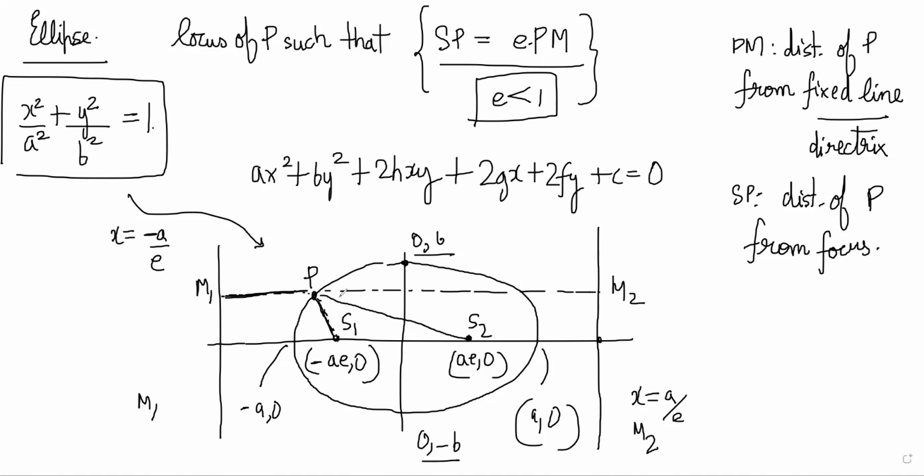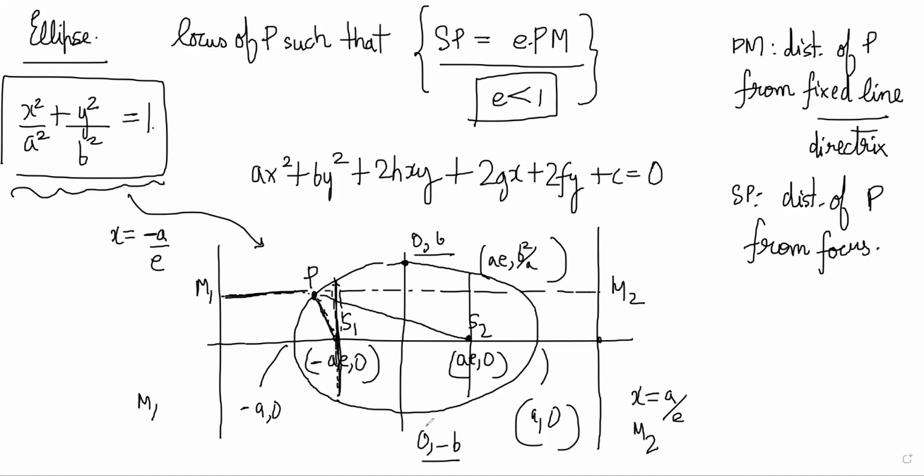And you can also draw a latus rectum from here. Those will meet at ae comma b² by a and ae comma minus b² by a. And you will get the length of the latus rectum as 2b² by a. Correct? Are you understanding all of this stuff?